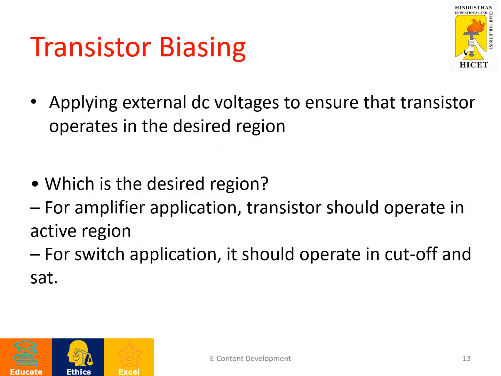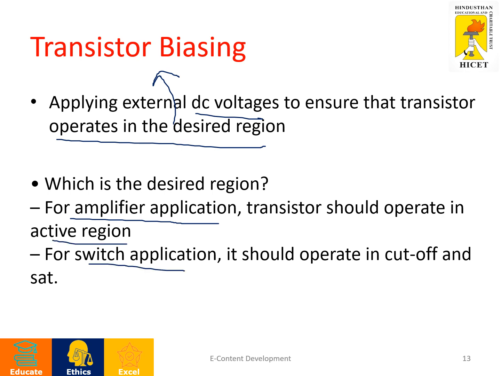Transistor biasing. You can see, applying an external DC voltage to ensure that the transistor operates in the desired region is commonly called transistor biasing. For amplifier action, the transistor should be operated in the active region. For a switch application, it should be operated at cutoff and saturation.